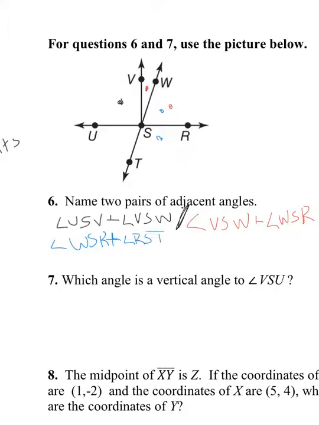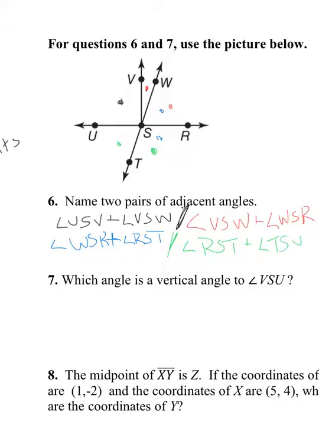As you can see, I'm just going around circular and making all the pairs. You only need two. If you're asked to answer this without multiple choice, I just need two. I don't need four. It's going to be 5 total. But I'm showing you all the possibilities. So this one would become RST and TSU.